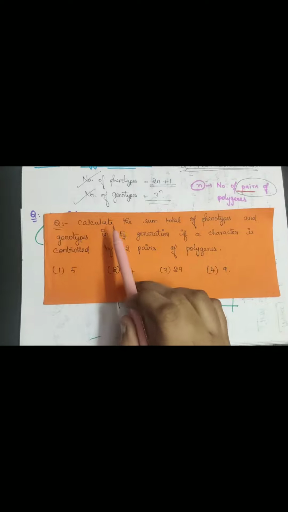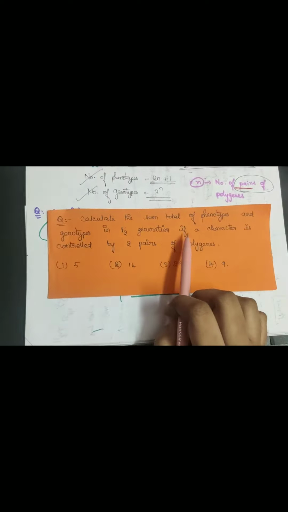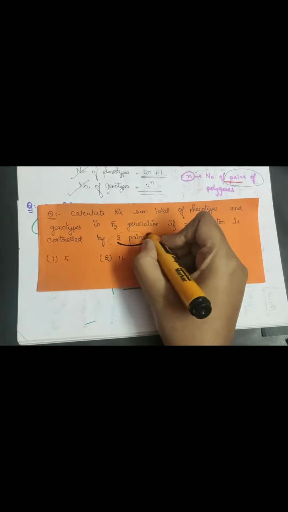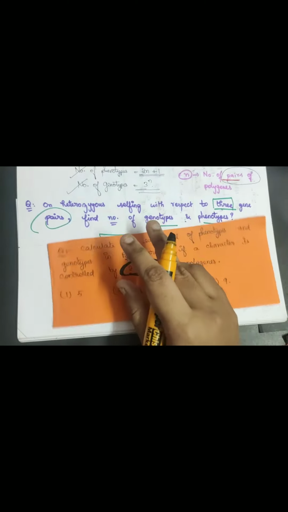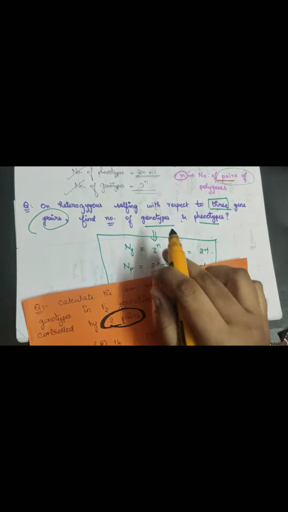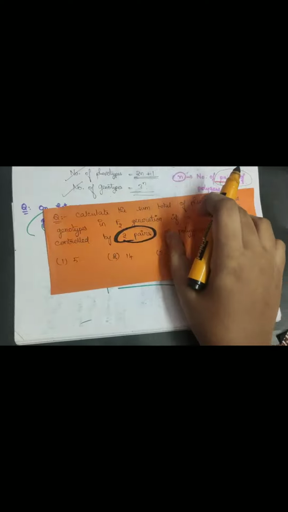In this sum they are asking, calculate the sum total of phenotypes and genotypes in the F2 generation if a character is controlled by 2 pairs. People will have a doubt whether 2 pairs means we have to take 4. No, we only have to take the number of pairs. 2 pairs means you have to take n equal to 2. Like in the previous case we took 3, meaning n equal to 3. So what is the trick for this?